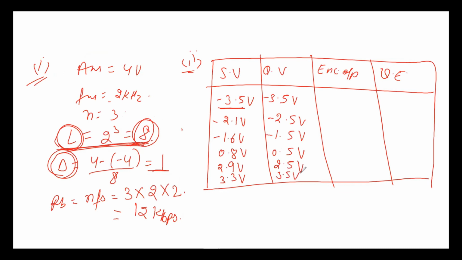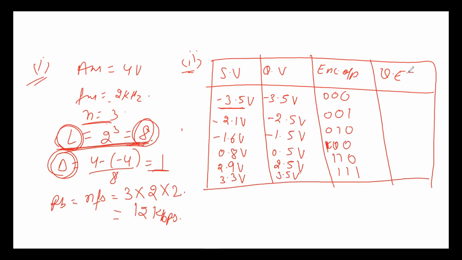For the encoder output, n is equal to 3. It means that we have to use 3 bits per sample. So we can use 3 bits, that is 000, 001, 010, 100, then 110, 111.